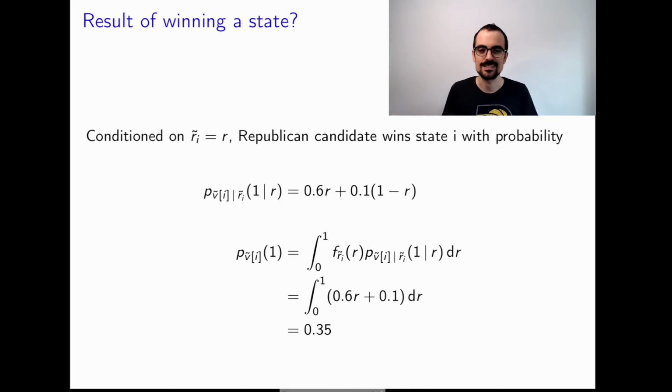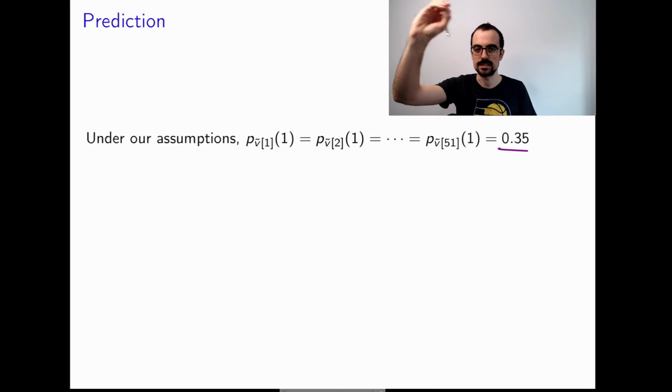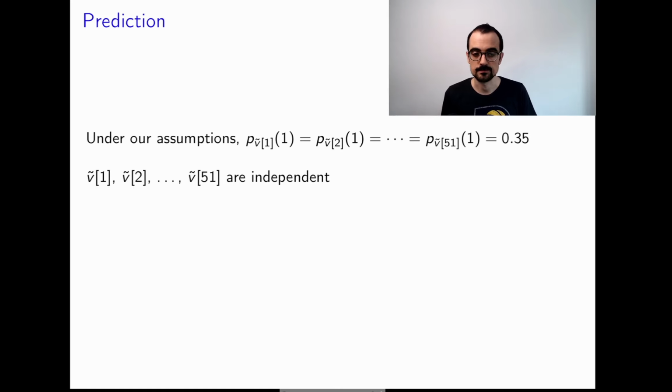Again, to make things easy, we've just said that each state behaves the same. Obviously, this would not happen in real life. Now we have to aggregate all of this to figure out who wins the election. So under our assumptions, the probability that the Republican candidate wins each of the states is 0.35. Great. Also under our assumptions, we have assumed that the rural turnout in each of the states is independent, and because this only depends on that rural turnout, then those are also independent.